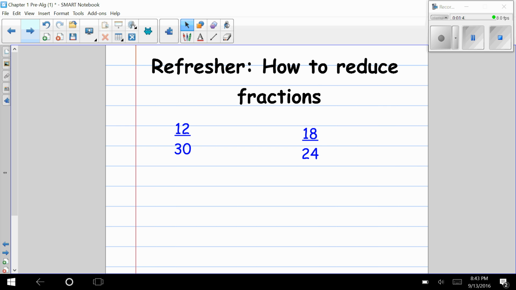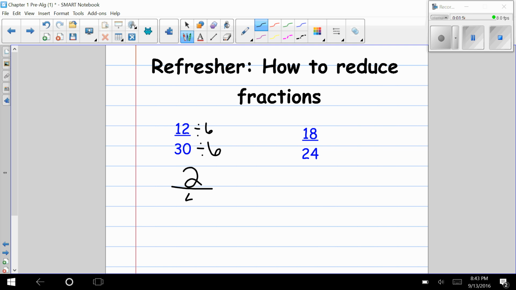So let's quickly refresh how to reduce fractions. If I've got 12 over 30, I find the greatest common factor of 12 and 30. That would be 6. So I'm going to divide the top and the bottom by 6. 12 divided by 6 gives me 2. 30 divided by 6 gives me 5. That fraction reduced to 2/5.